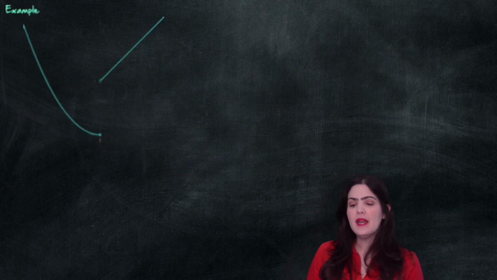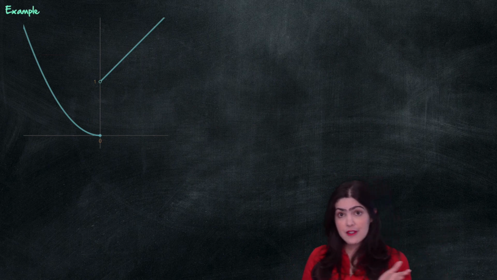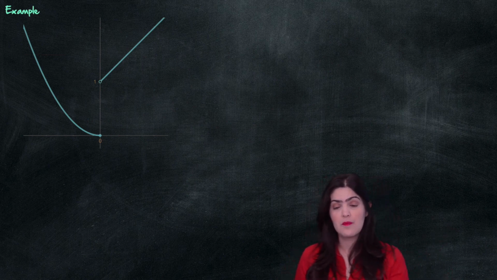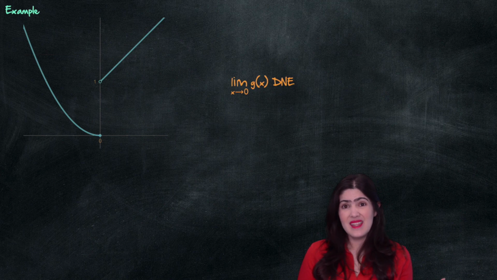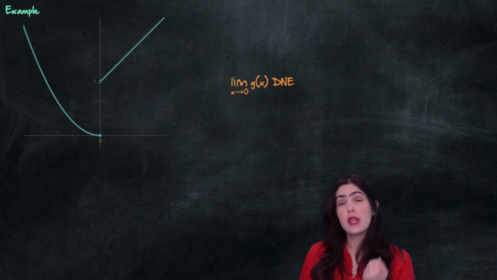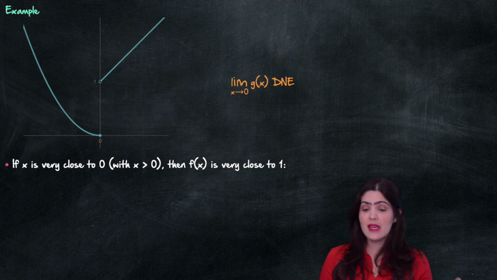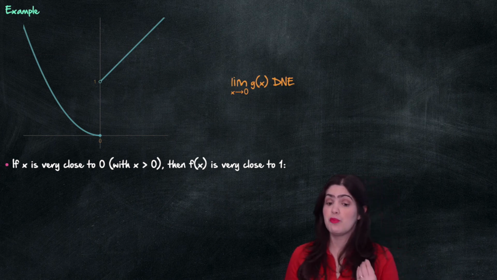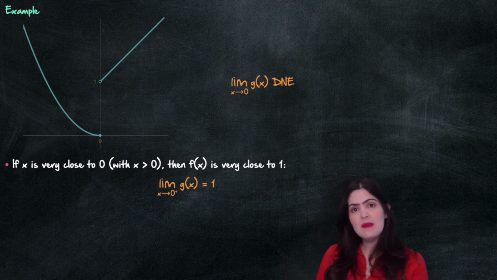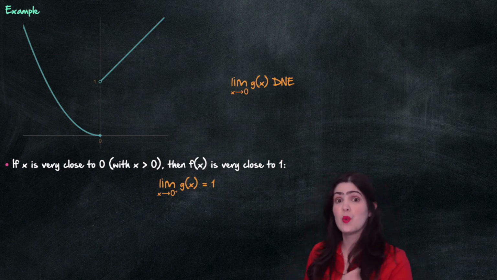Okay, but then what we can do is study what happens to the left of 0 and to the right of 0. So we said that the limit doesn't exist, but when we focus now only on the left or the right hand side of the picture, things become a lot better. Because, as I said, if x is very close to 0 with x positive, then f of x is very close to 1. So we say that the limit as x approaches 0 from the right of f of x is equal to 1.